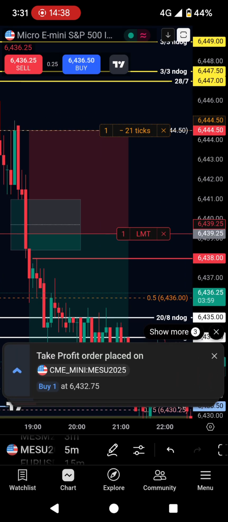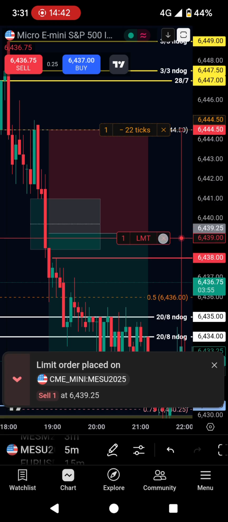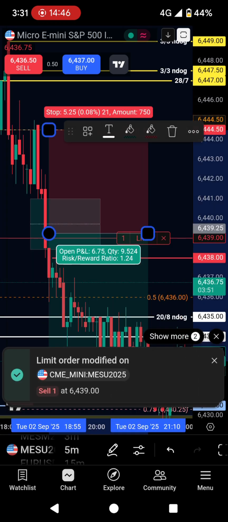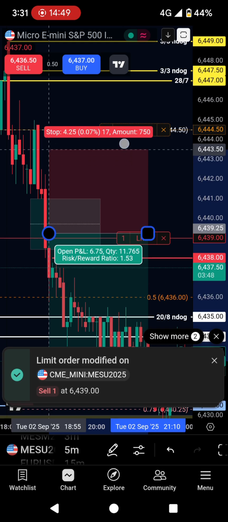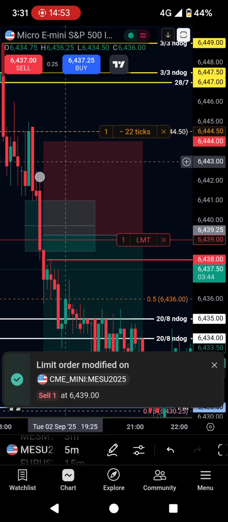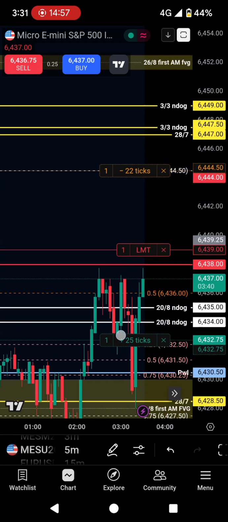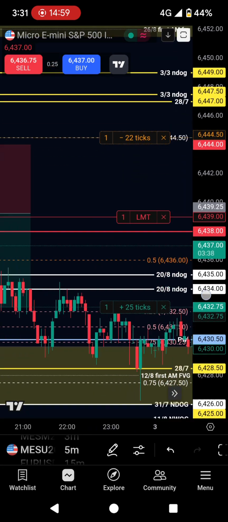Okay, there we go. So entering at the lower quadrant of it, just at the lower quadrant of it. And actually, stop loss, this is an order block. My stop loss can be just placed here, right above this main order block. Okay. So this is a turtle soup trade.